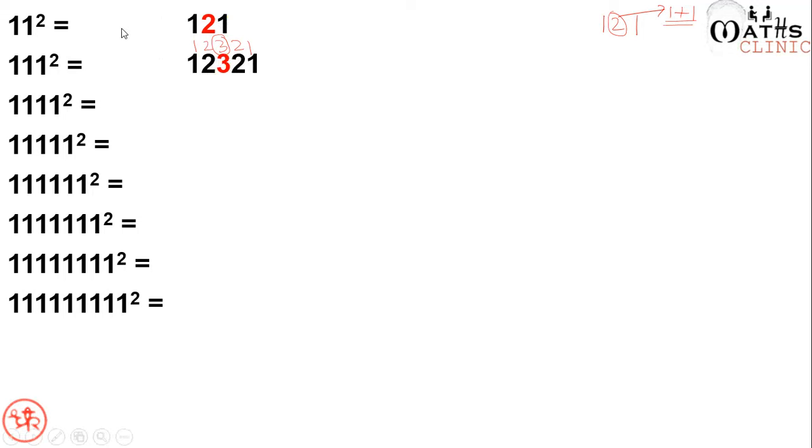Can you guess the next number? It is 1, 2, 3, and we add the sum 1 plus 1 plus 1 plus 1, which is 4, and then in reverse order 3, 2, 1. So we have 1, 2, 3, 4, 3, 2, 1. Did you understand? For the next one, there are five ones, so we get 1, 2, 3, 4, 5, 4, 3, 2, 1.